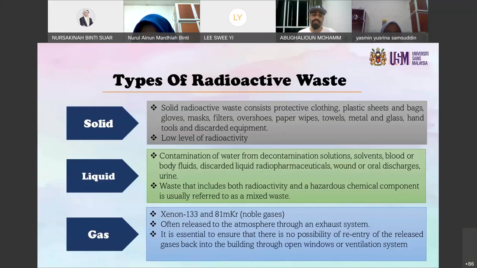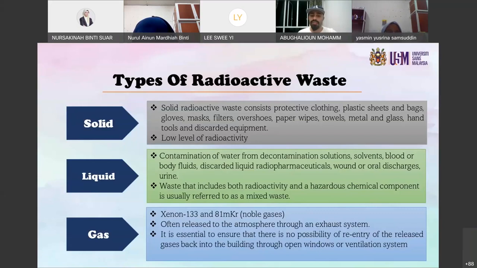Second one, liquid. Liquid contamination of water from decontamination solutions, solvents, blood or body fluids, discarded liquid radiopharmaceuticals, wound or oral discharge, and urine. Waste that includes both radioactivity and a hazardous chemical component is usually referred to as mixed waste.